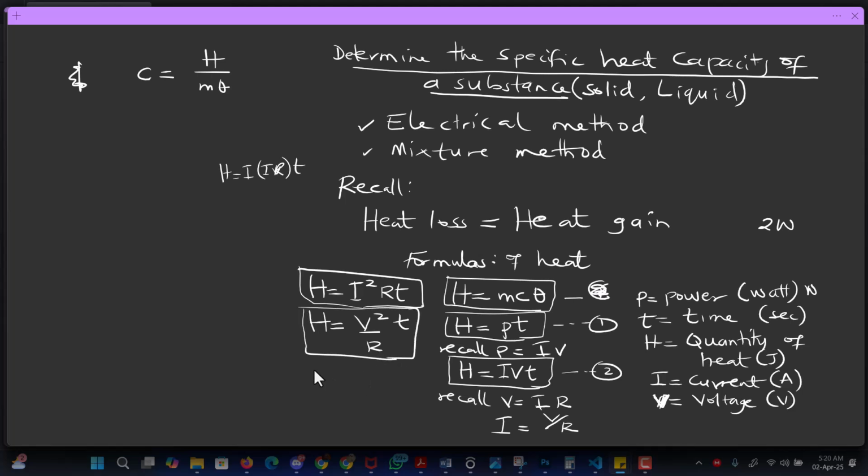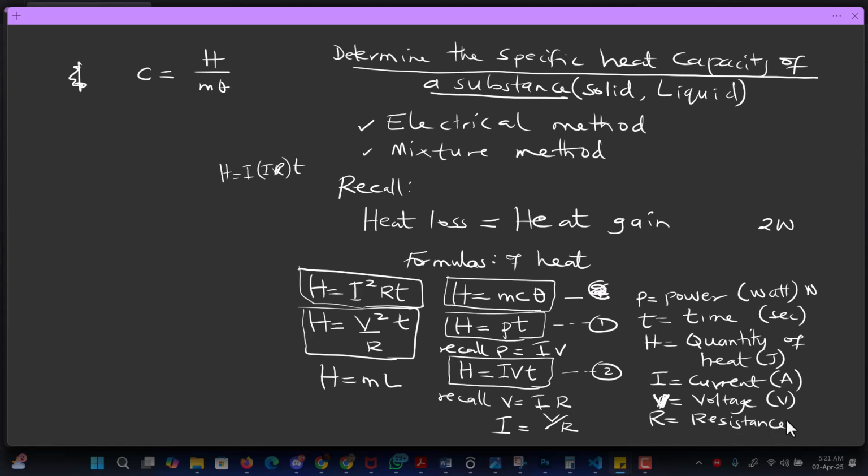Then the last formula that I want to give you is that H is equal to ML. Remember that this V I have here is called your voltage. Then this is your R. I didn't mention R. This R is known as your resistance.